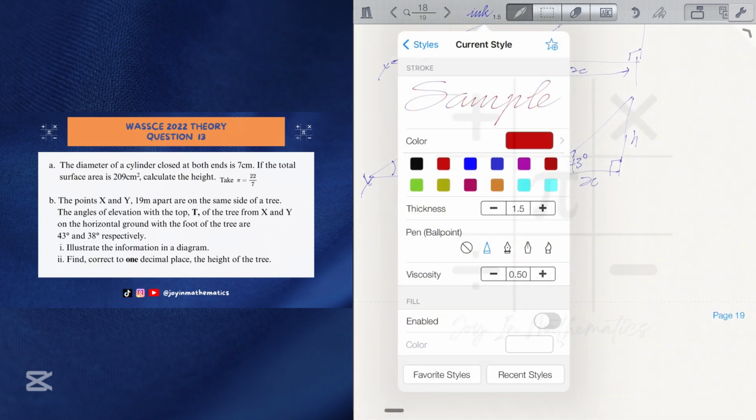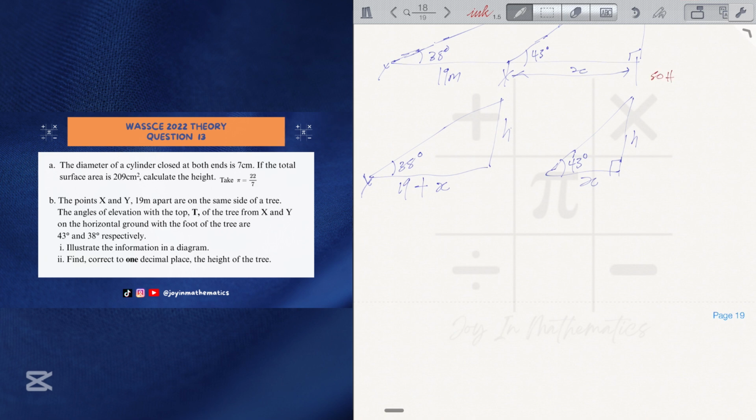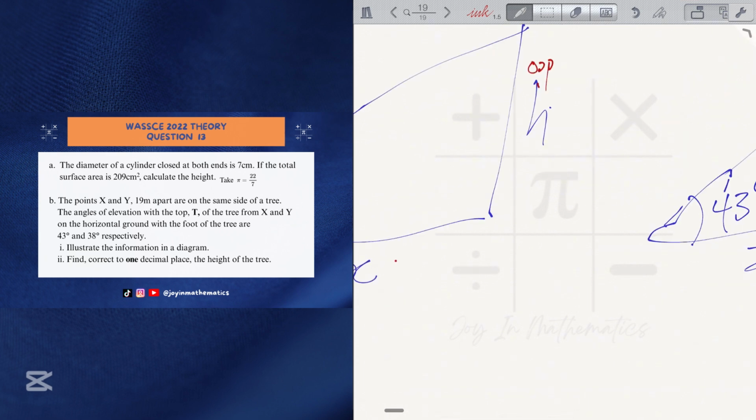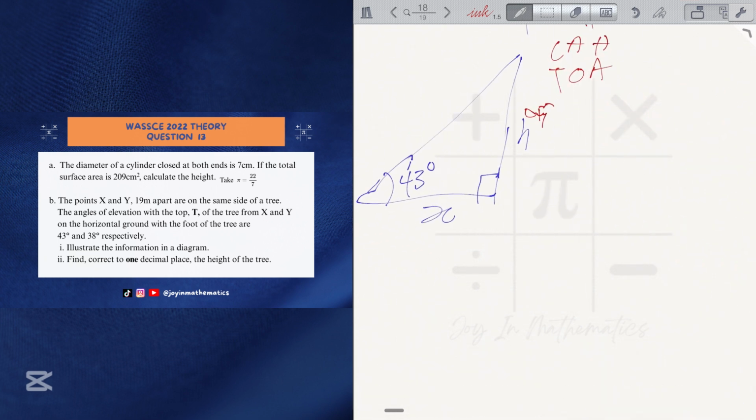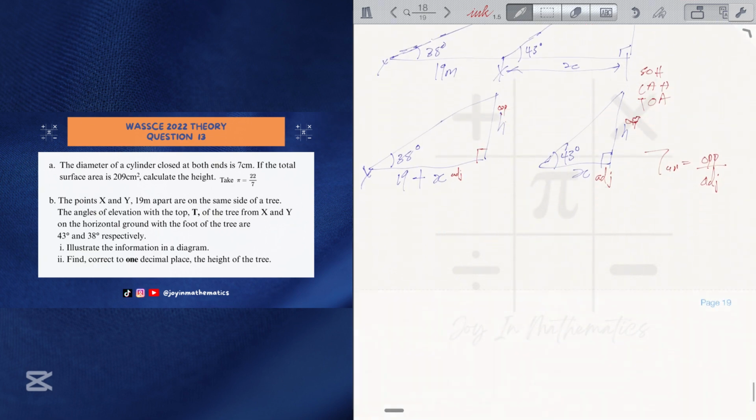If we apply SOHCAHTOA. SOHCAHTOA means sine is opposite over hypotenuse, cos is adjacent over hypotenuse, and tan is opposite over adjacent. So in this case, we have opposites and also we have adjacent, and it's similar here where we have opposites and we have adjacent, and we are going to apply tan, which is opposites divided by adjacent. So let's begin and apply tan here.